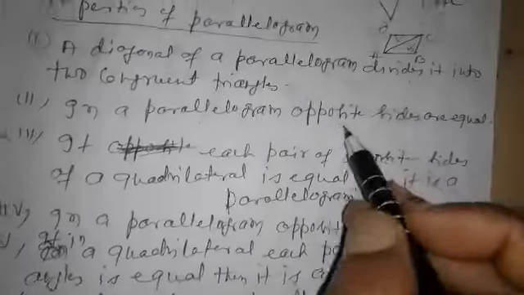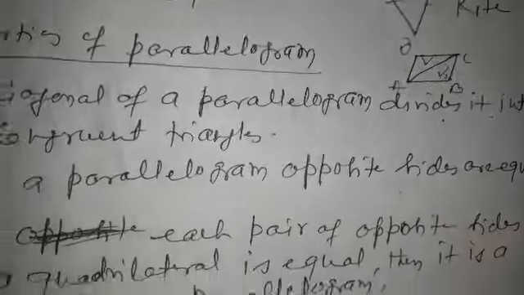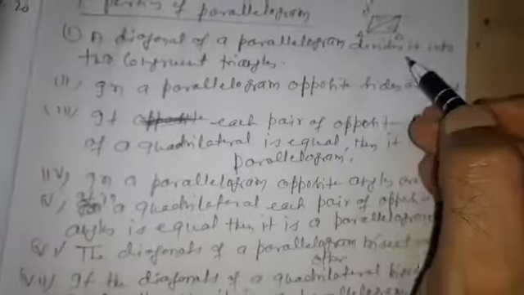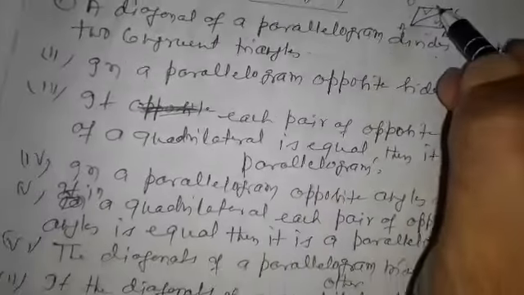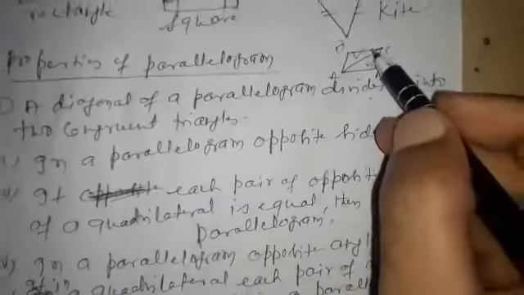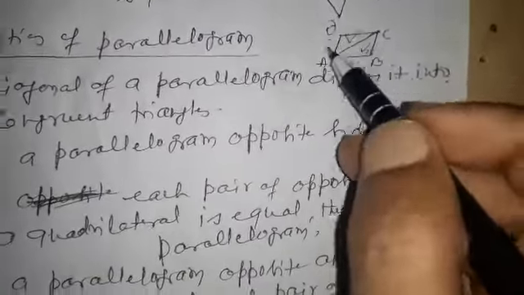In a parallelogram, opposite sides are equal. We know that opposite sides are equal. The converse: if a quadrilateral's pairs of opposite sides are equal, then we can say that the quadrilateral is a parallelogram.